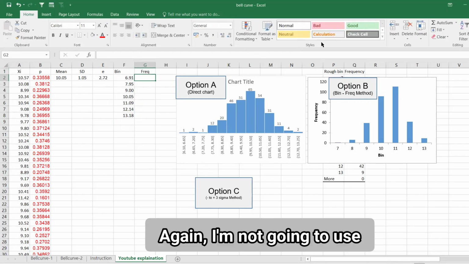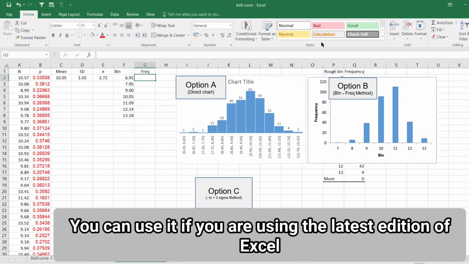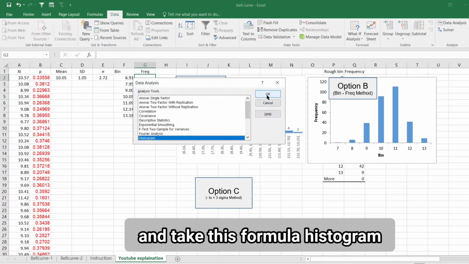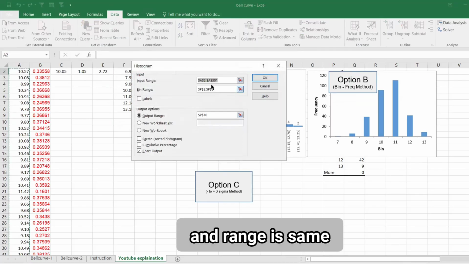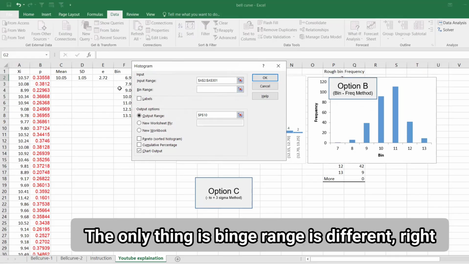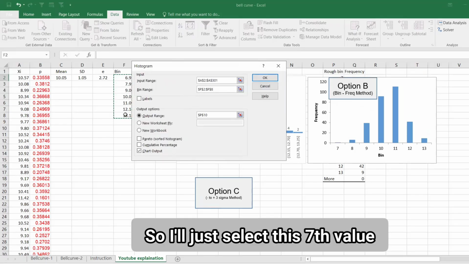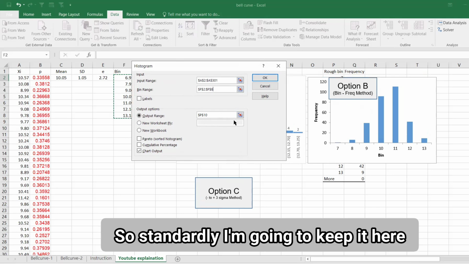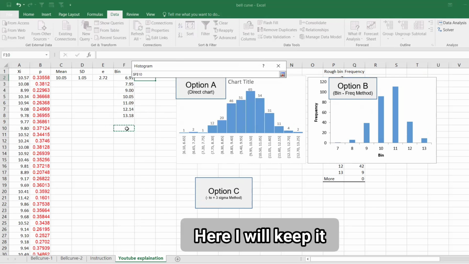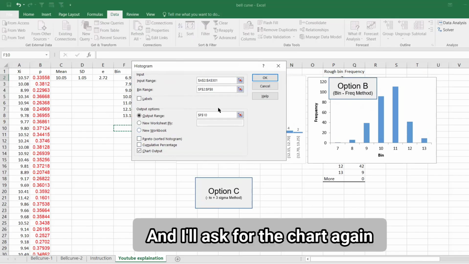Again, I'm not going to use that frequency formula. You can use it if you are using the latest edition of Excel. But let me go ahead and take this formula, histogram, and the range is same. The only thing is the bin's range is different now, right? So I will just select this 7th value. So standard, I'm going to keep it here somewhere. Here I will keep it, and I will ask for the chart again.